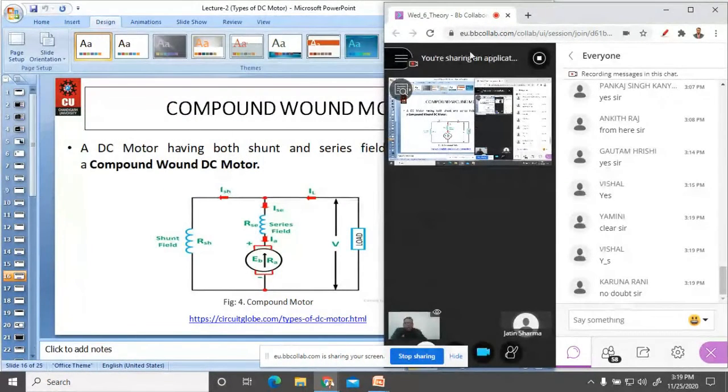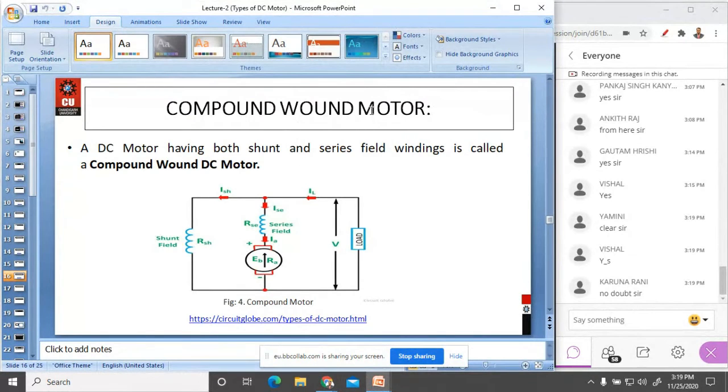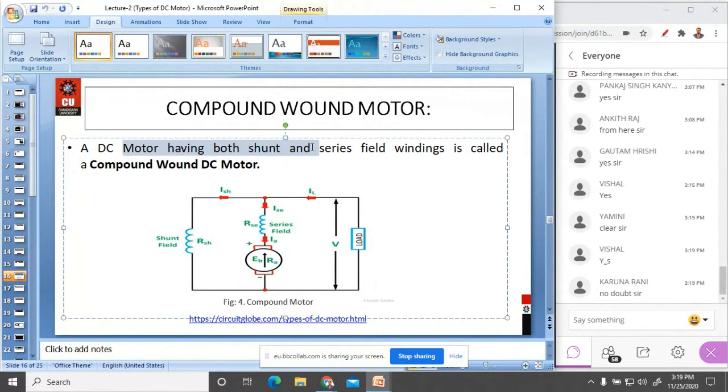Okay. So now come to the next point, compound wound motor. A DC motor having both shunt and series field is called a compound wound motor. As you can see from this figure, we are using a shunt field and a series field. Both are connected, one in series as well as one in parallel. When both forms of field winding are present, then we can say that this complete setup for the motor is called a compound wound motor.